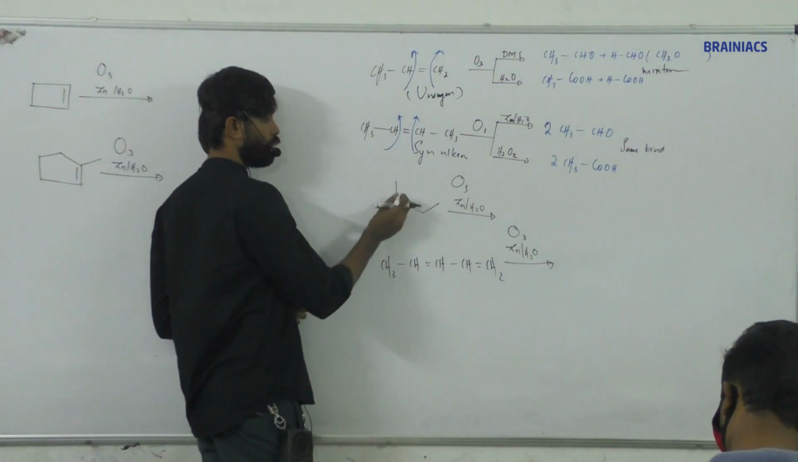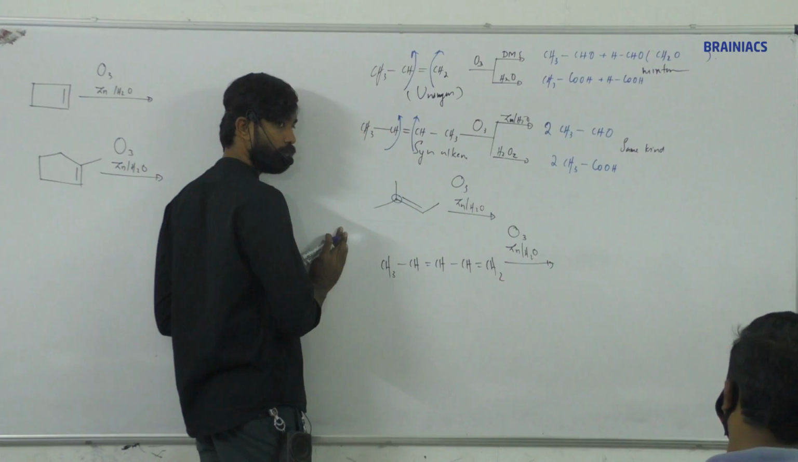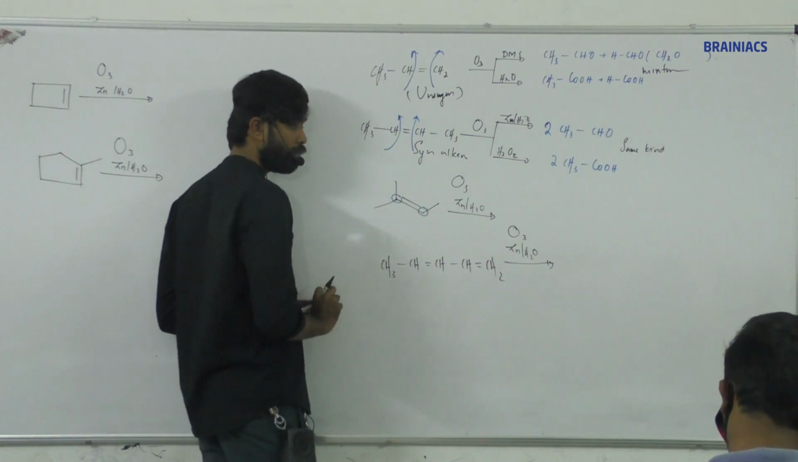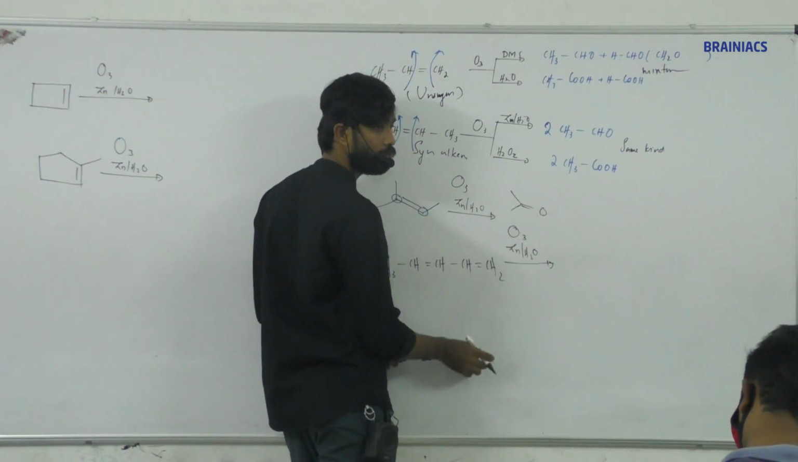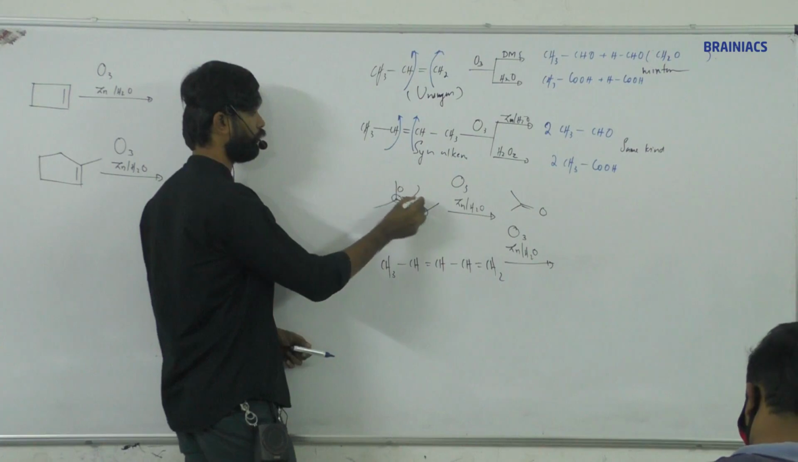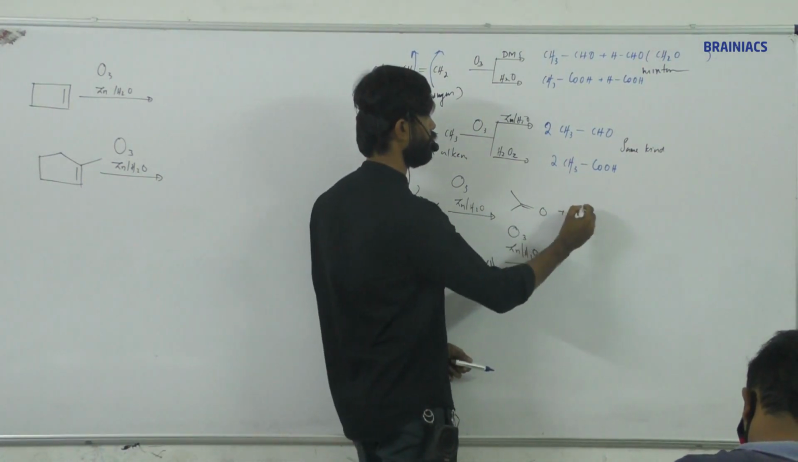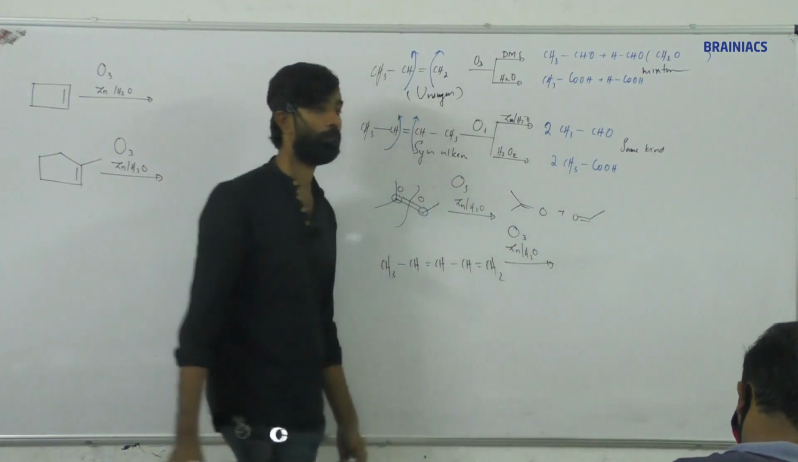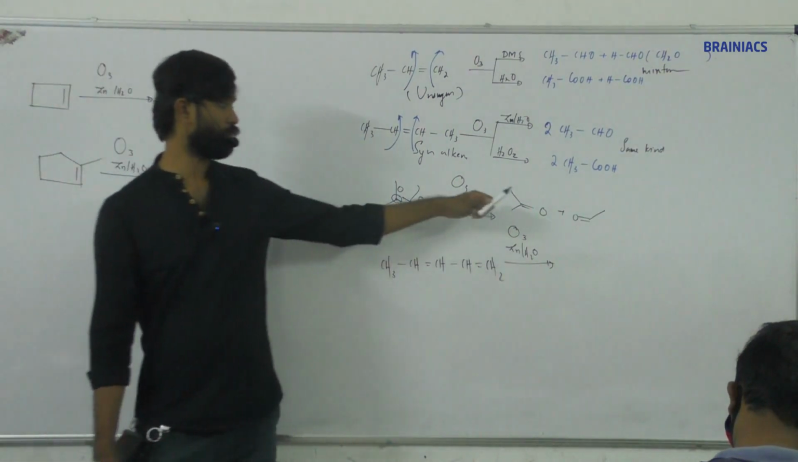What about this position? It's a double bonded carbon with or without hydrogen? Without hydrogen. This is a double bonded carbon without hydrogen, so it becomes a ketone like this. With hydrogen it becomes an aldehyde like this. Okay, so acetone and acetaldehyde.